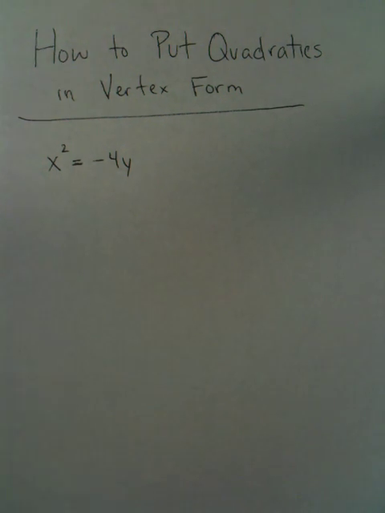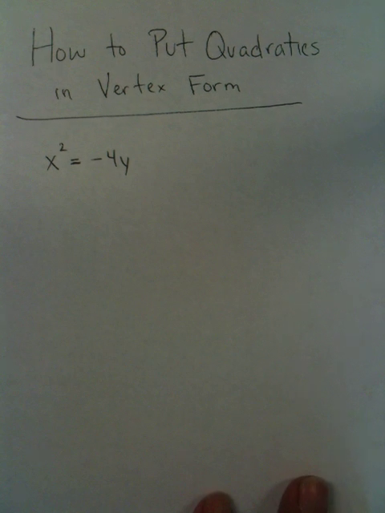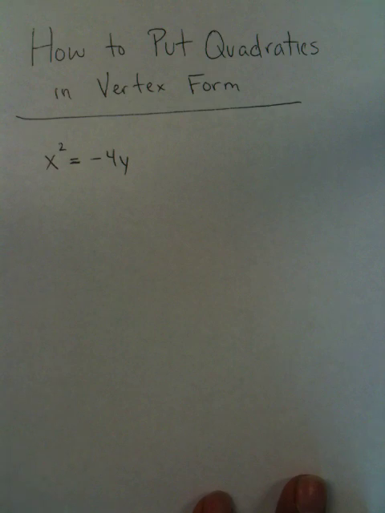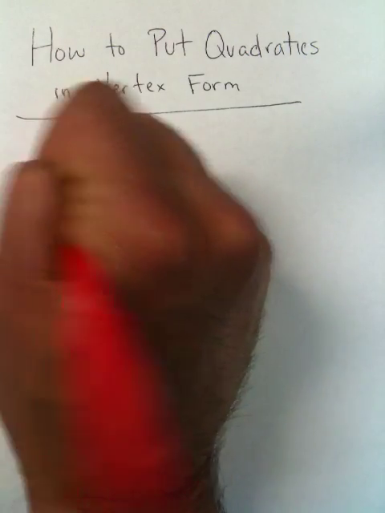A lot of times I'm asked, how do you put an equation like this in vertex form? Now, I think what throws it off is there's such little amount of information, I guess you could say. But the reality is, this is actually a much easier problem than all the other quadratics that you've been dealing with. Well, watch this. Let's say I divide everything by 4.